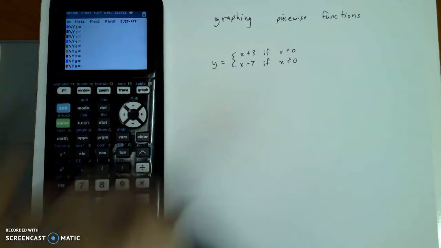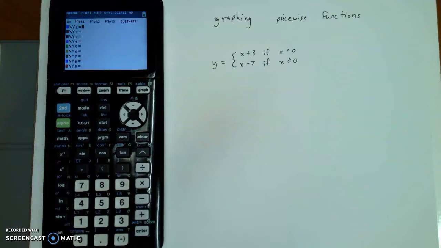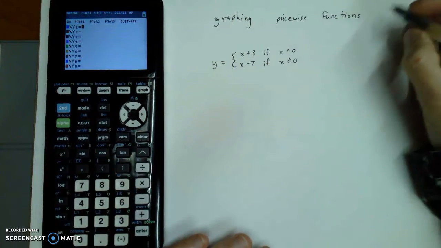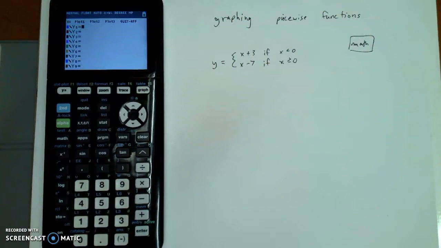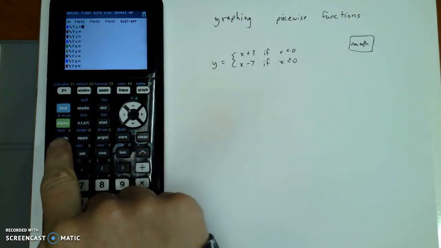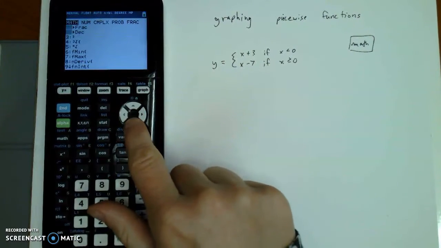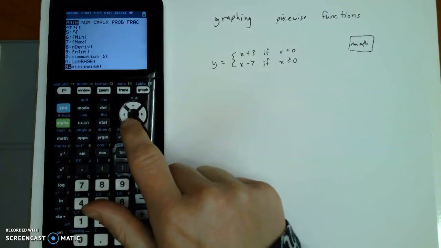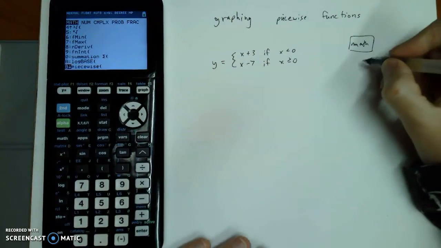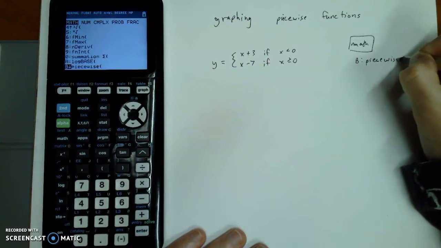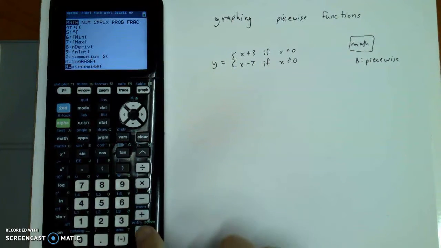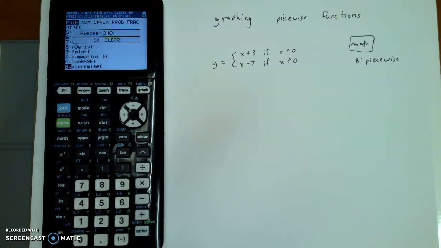And as always, I'm already in y equals to get the graph going. So with the newer calculator, you can type this all at once using the math menu. There's some fantastic stuff under that math menu. So let's go ahead and hit math, and I'm going to scroll down till I see piecewise, which on mine at least is option B. So let's go ahead and hit piecewise, and you'll notice I get a little menu.